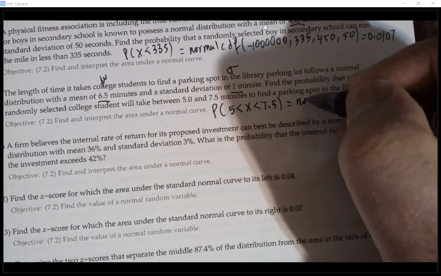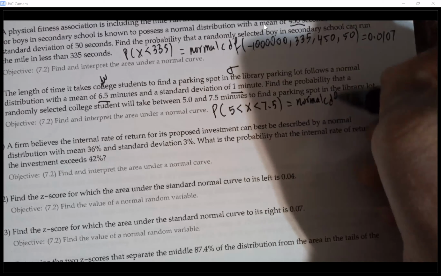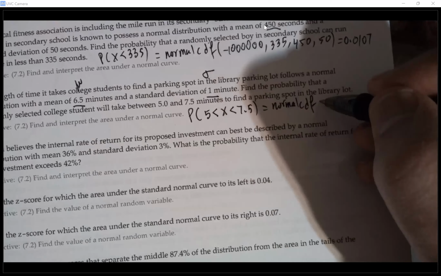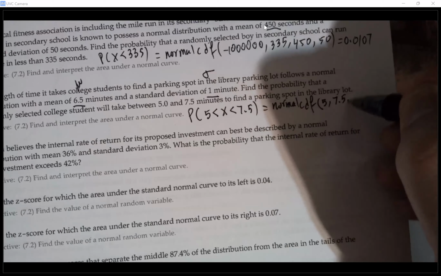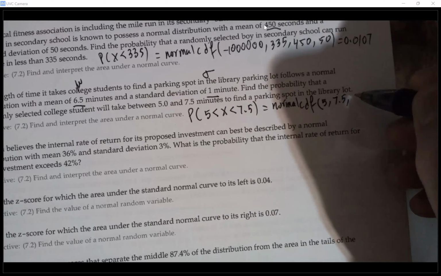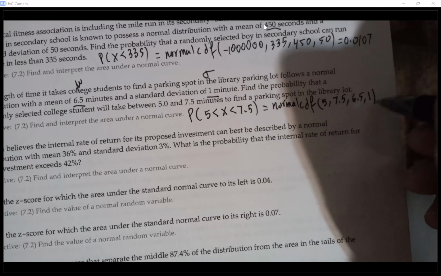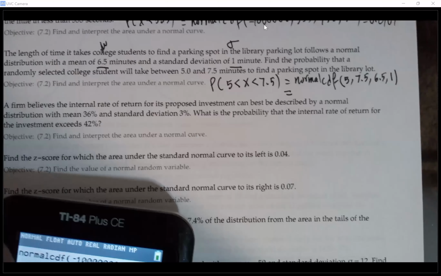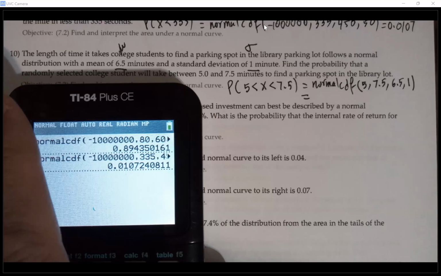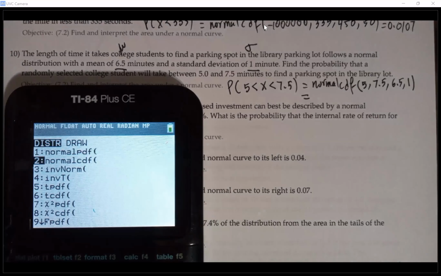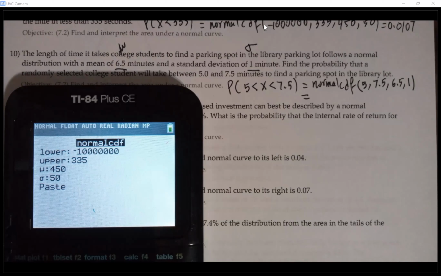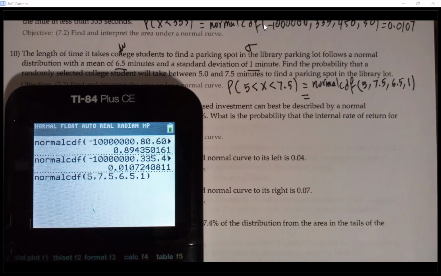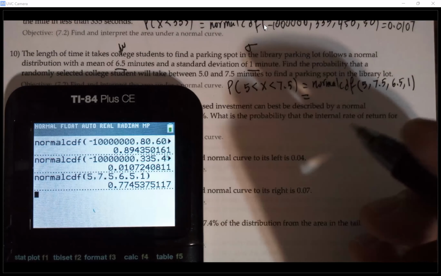So that would be normal CDF, 5, 7.5. The mean is 6.5, and the standard deviation is 1. Let's use the calculator to find this one. Second, distribute. You see how many times we use the normal CDF? It's a very important feature. 6.5 and then 1 and then run. And the answer is 0.7745.